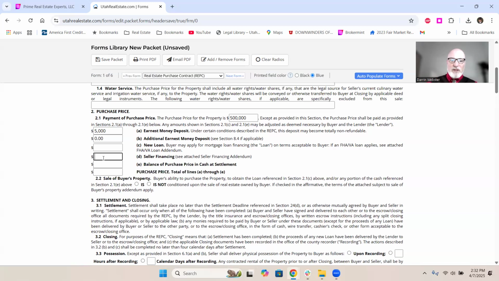Seller financing, we're going to skip down to. If it's seller financing, there's an entirely different addendum that has the terms of seller financing on it that have to be included with it, and you have to put in there the amount that's being seller financed.